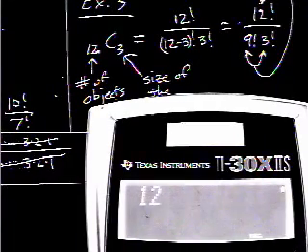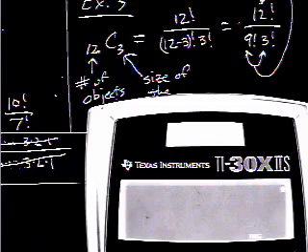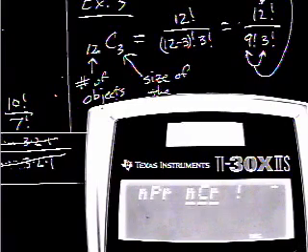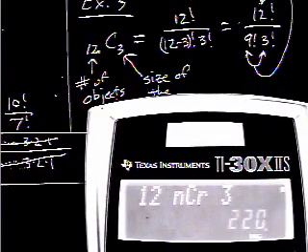And if you know anything about the commutative property, you'll also know that it doesn't really matter in what order you put them. But that's only for those of you who understand that. 12 nCr 3 means that there are 220 different combinations.